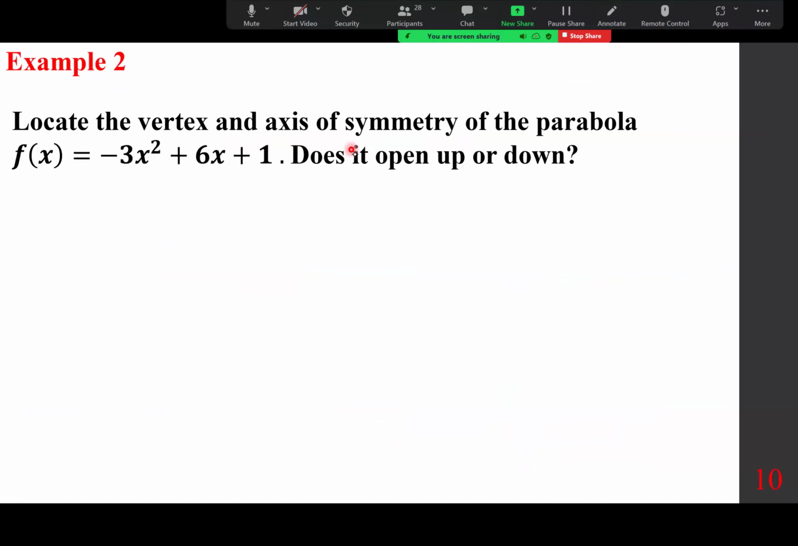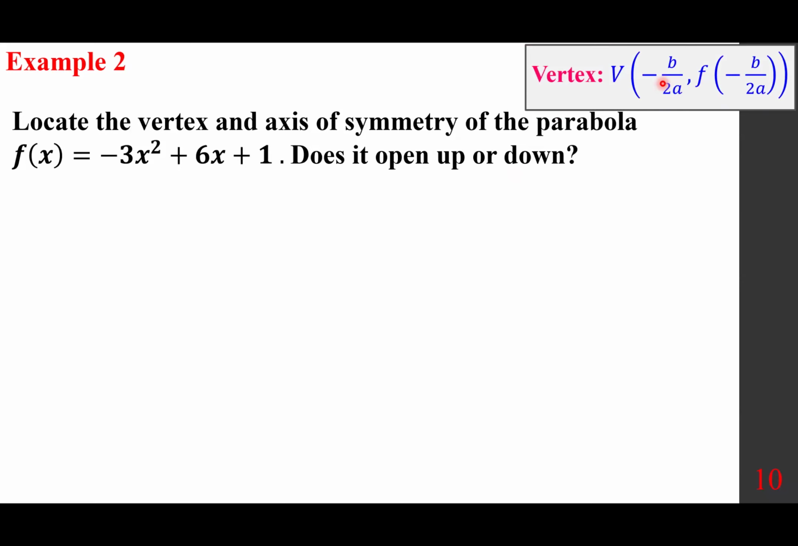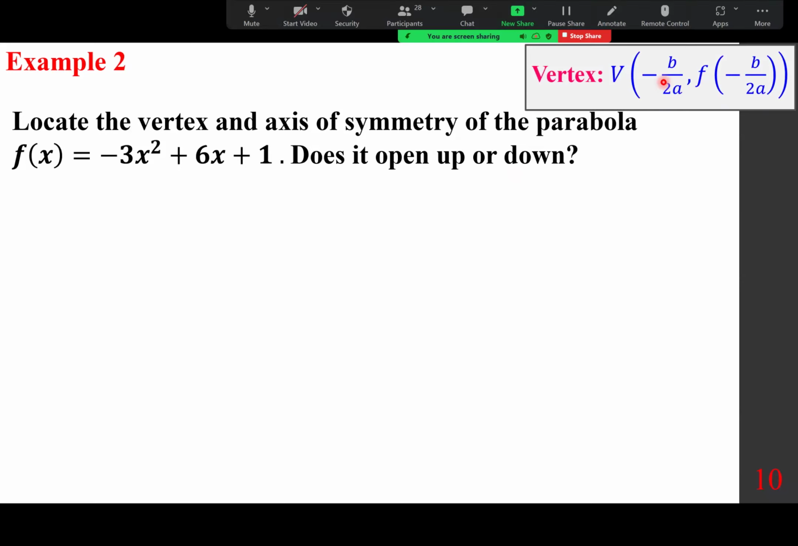Look at the vertex and axis of symmetry. Does it open up or down? We looked at the vertex format on the previous page. We don't have to. We can take the easy way out and say x is minus b over 2a. So minus b, which is 6, over 2 times negative 3, and that makes it positive 1. So the x coordinate is minus b over 2a. By the way, this is a, this is b, this is c.